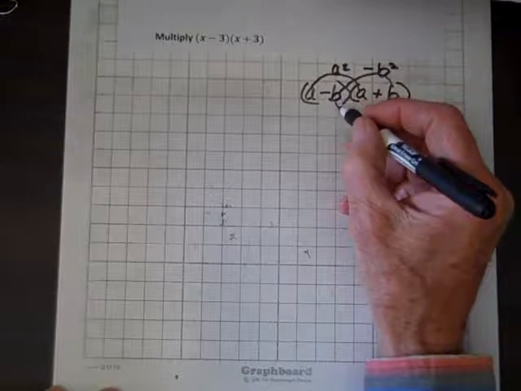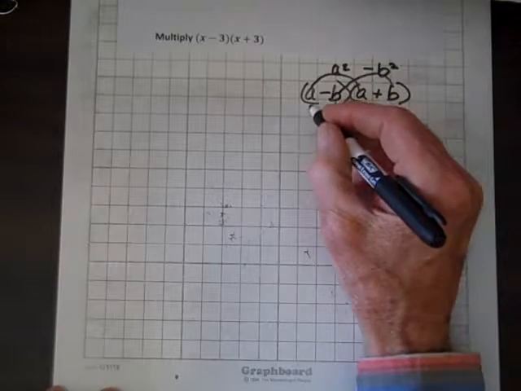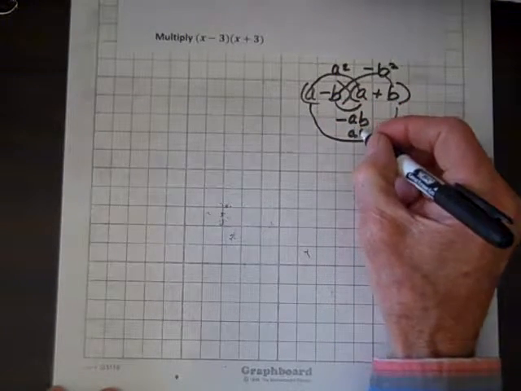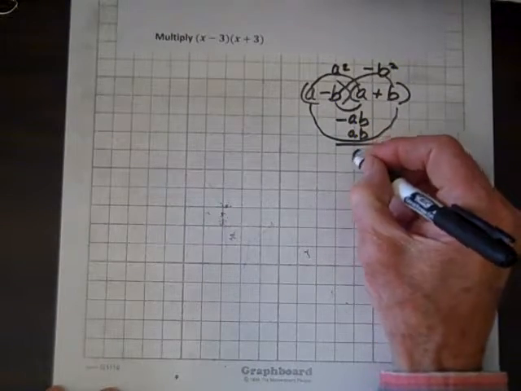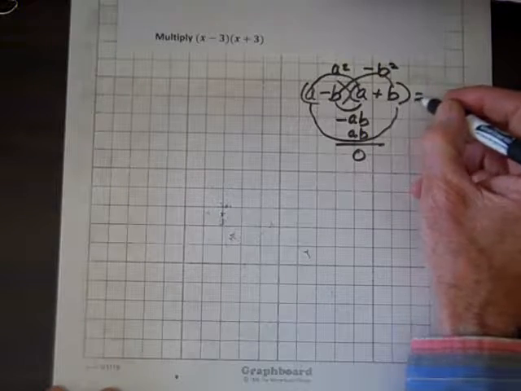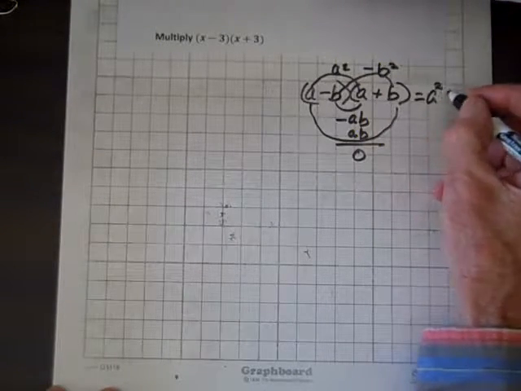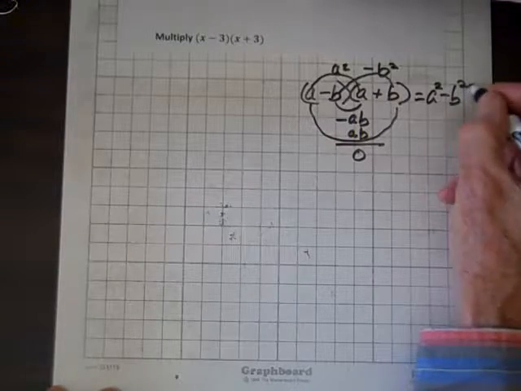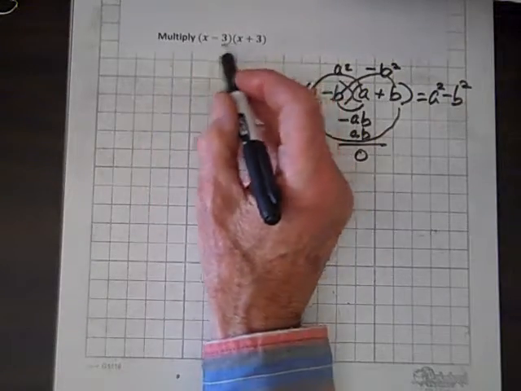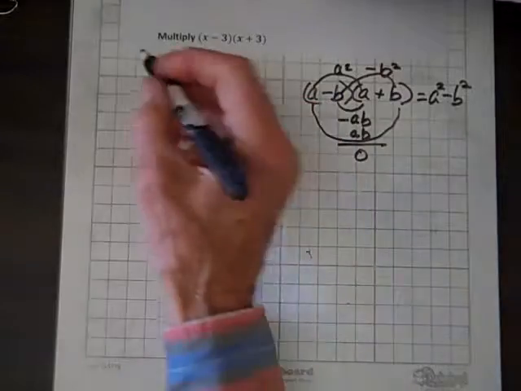Now when you multiply the two inside terms together, you get minus ab. When you multiply the two outside terms together, you get ab. When you add those two up, you get 0. So the bottom line is, since the middle terms add out, this thing equals a squared minus b squared. You get it? So let's look at this thing. Hey, and these are called the difference of two squares, and we use the FOIL method.